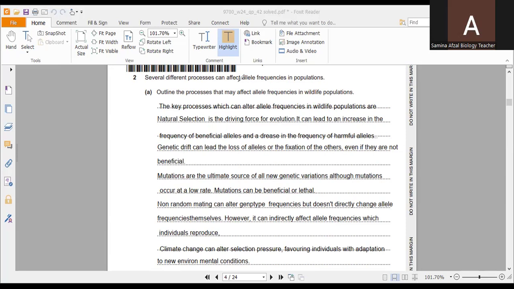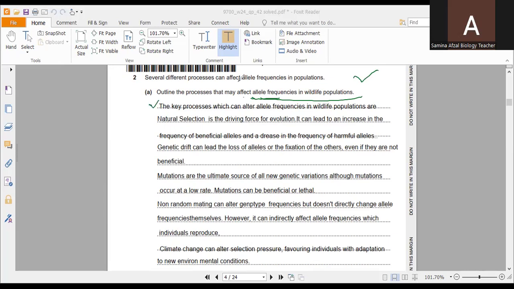This is the key processes which can alter allele frequency, which may affect allele frequencies in wildlife populations. So the key processes which can alter allele frequencies in wildlife populations are natural selection.